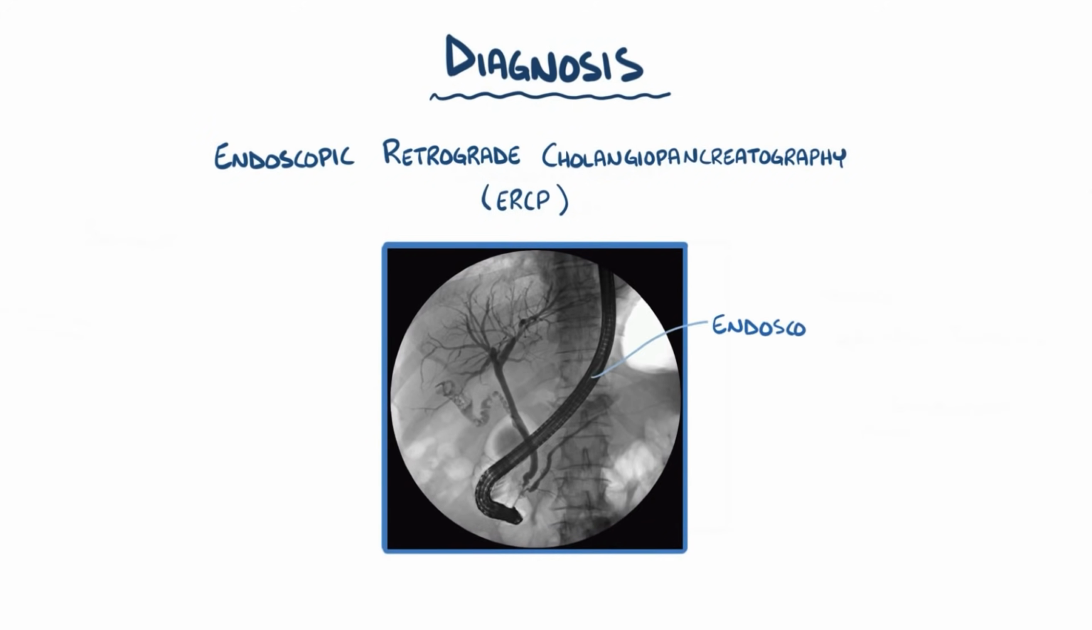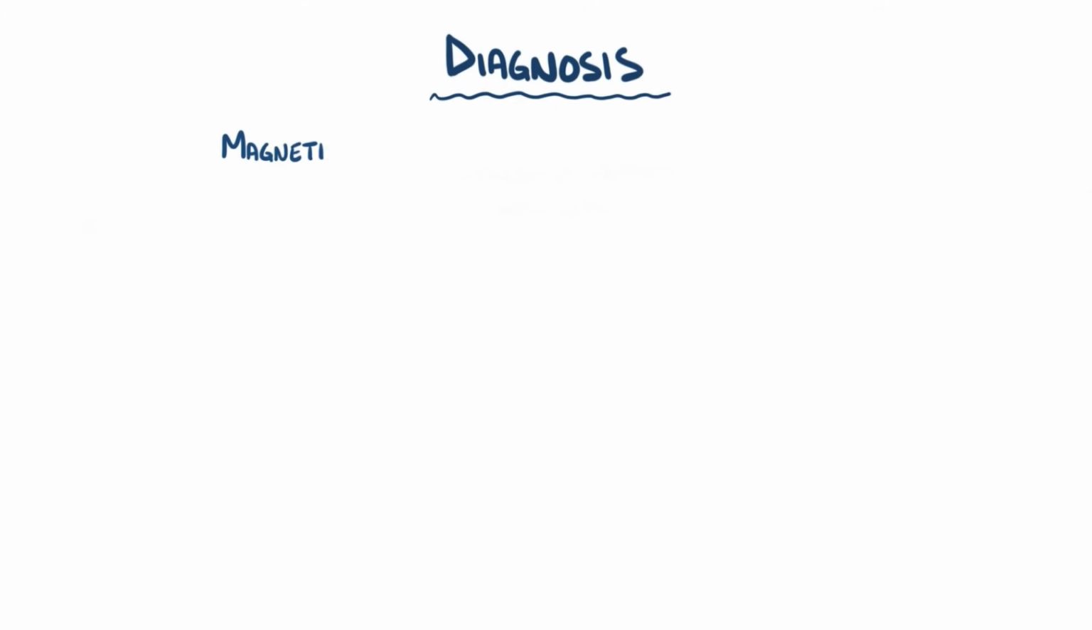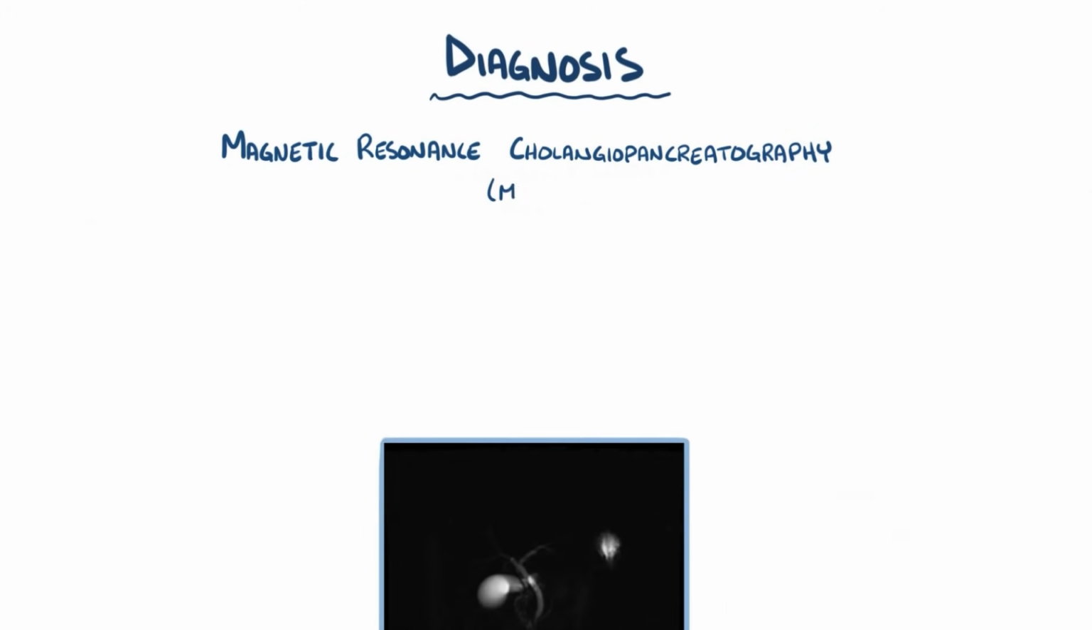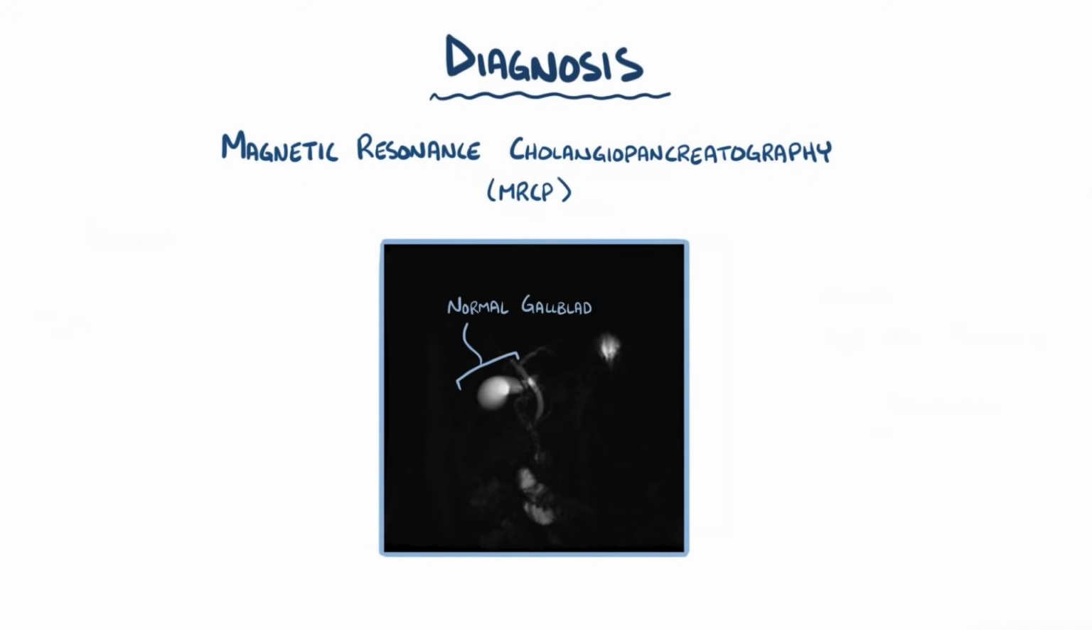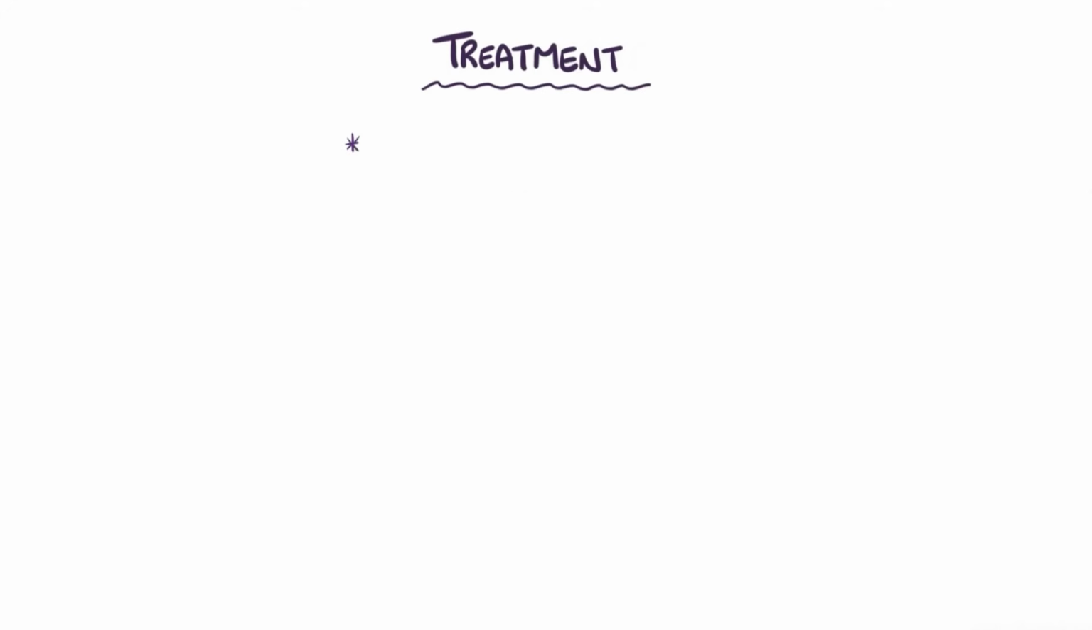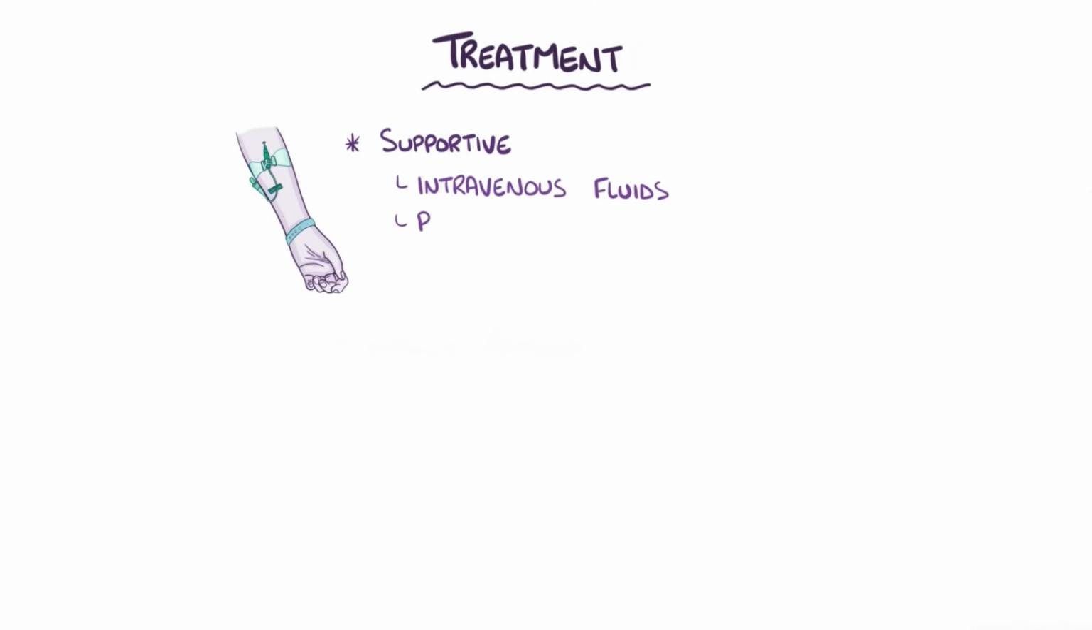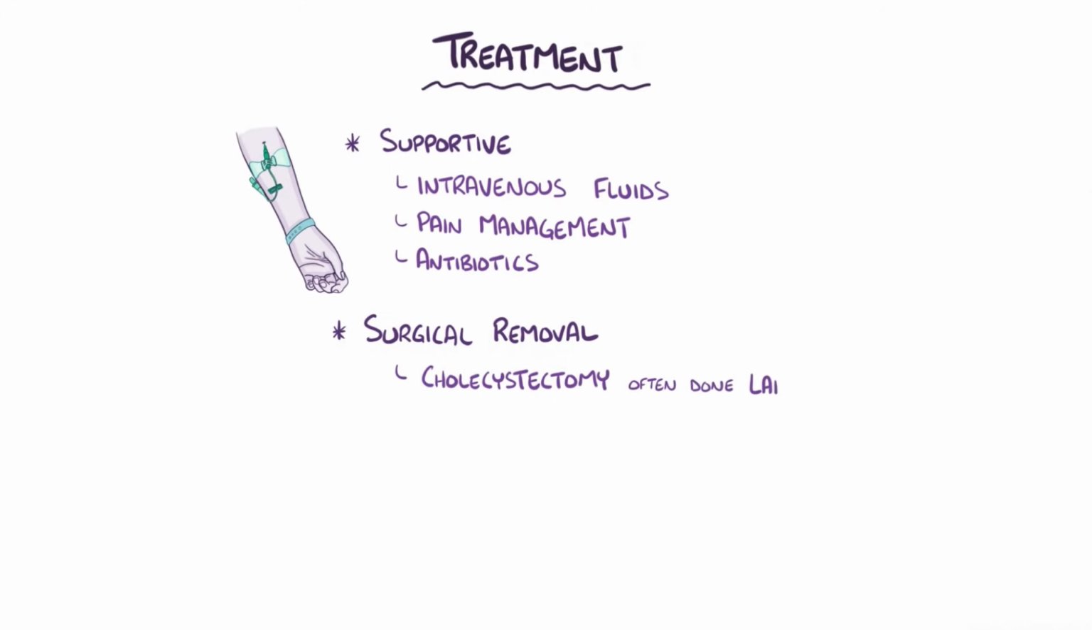In ERCP, an endoscope with a camera is passed down the mouth in the gastrointestinal tract until it reaches the pancreas. At that point, a contrast dye is injected into the pancreas and the dye is viewed through a fluoroscope. Another approach is magnetic resonance cholangiopancreatography, or MRCP, which visualizes the biliary system with the use of a magnetic resonance machine. Treatment of acute cholecystitis often includes supportive measures, like intravenous fluids, pain management, and antibiotics. Typically, the gallbladder is surgically removed in a procedure called a cholecystectomy, and if it's done laparoscopically, it's often called a lap chole for short.